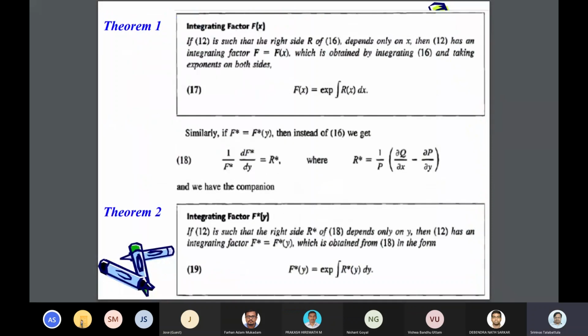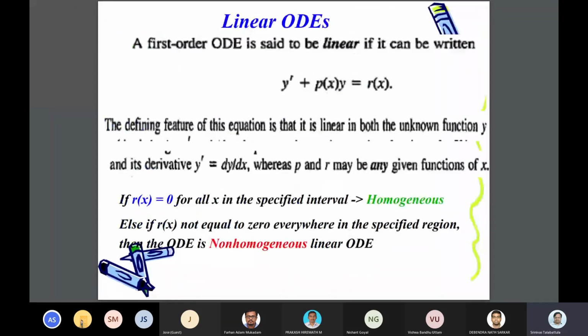A lot of theorems are there in the book. Specific cases also are there. You need not worry right now in this talk because we'll run out of time soon. Now, those are all the tricks that we are trying to find out.